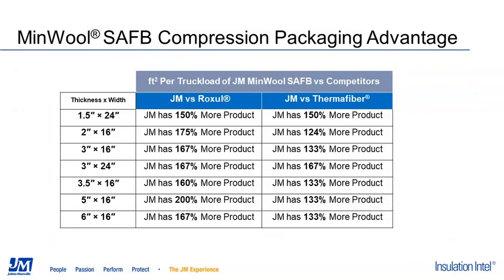So just a few examples to highlight with Johns Manville versus the competition here. As you can see, depending on the SKU, Johns Manville has a significant advantage in terms of how many square feet we can get on a truck or in a certain amount of warehouse space, which is really critical, especially in today's environment with increasing transportation costs and the like. It really is an advantage that Johns Manville has.